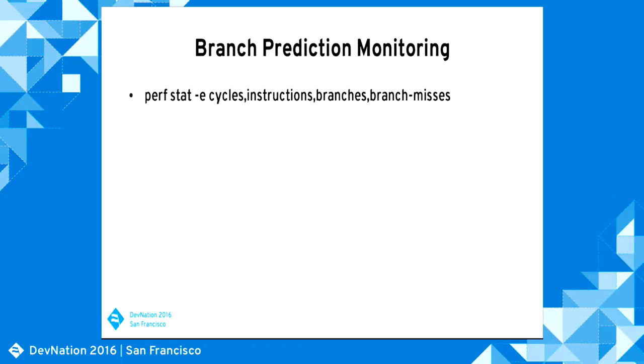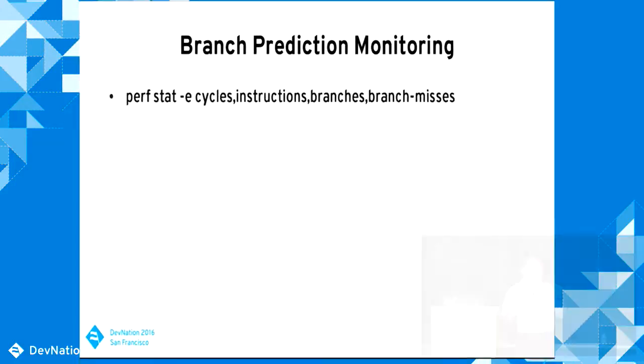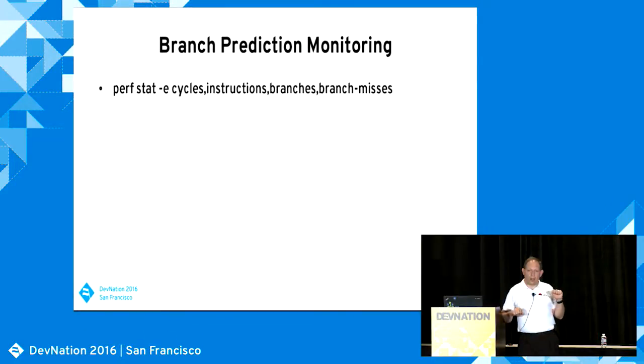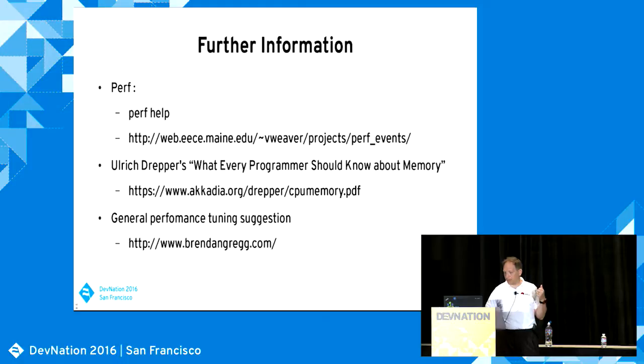Okay. So there are some events. There's branches and branch misses that allow you to see how well or poorly the hardware is doing. And actually, if you remember, perf stat actually printed out that information.